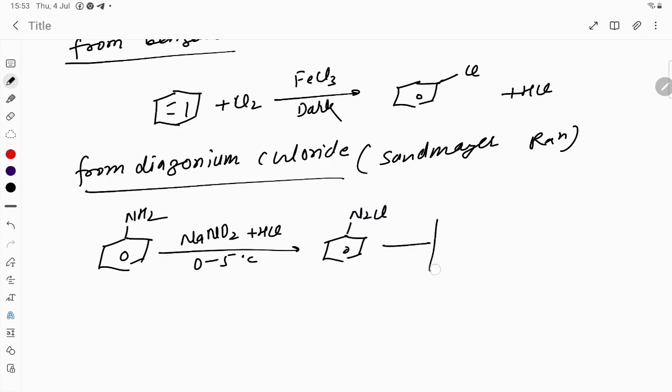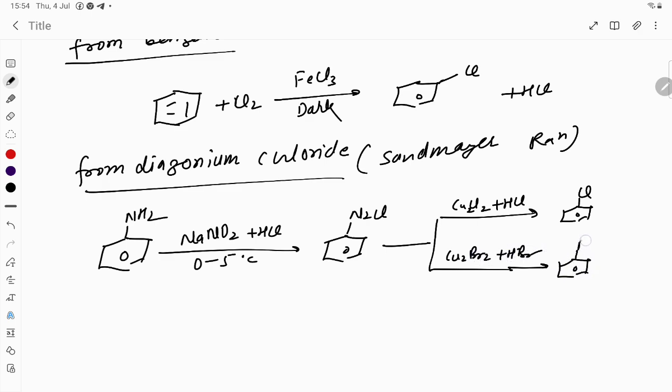And now from here you can do two reactions, student. Cu2Cl2 plus HCl, so it will give the chlorobenzene, Cl. You can take Cu2Br2 plus HBr, so what are you going to get? You are going to get the bromobenzene.